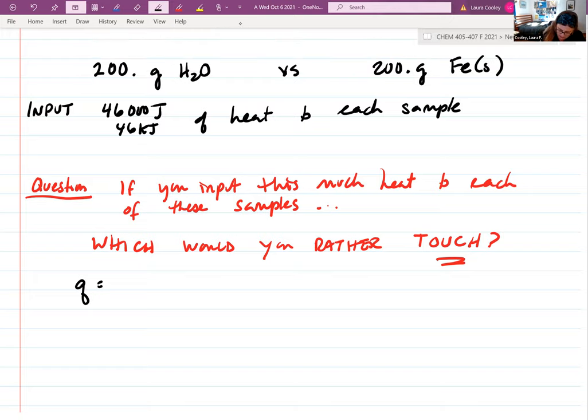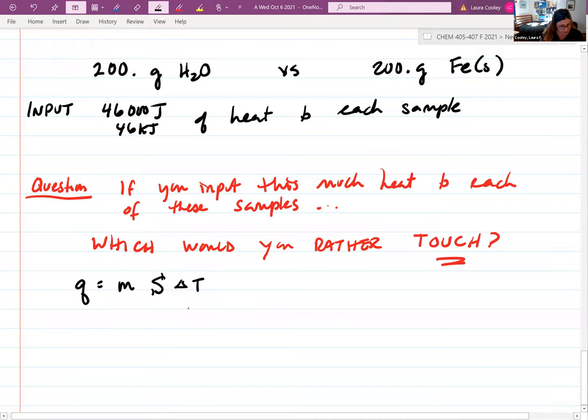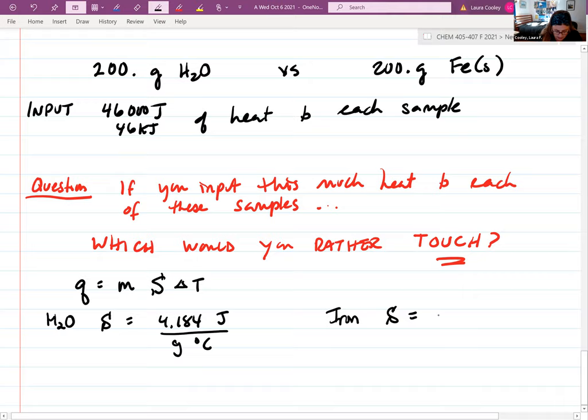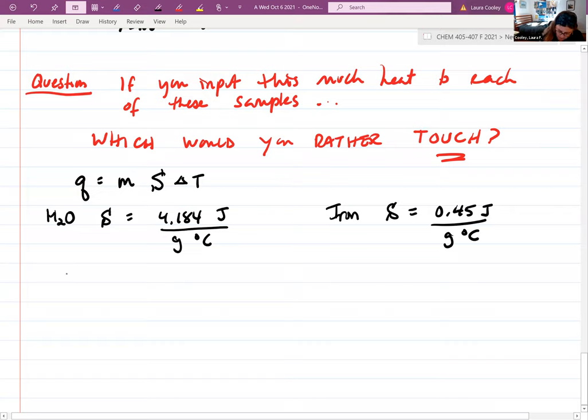Q is m s delta T. Now for water, the specific heat is 4.184 joules per gram degree C. For iron, the specific heat is 0.45 joules per gram degree C. You can probably tell this by looking, but let's just pretend this is freshman chemistry.